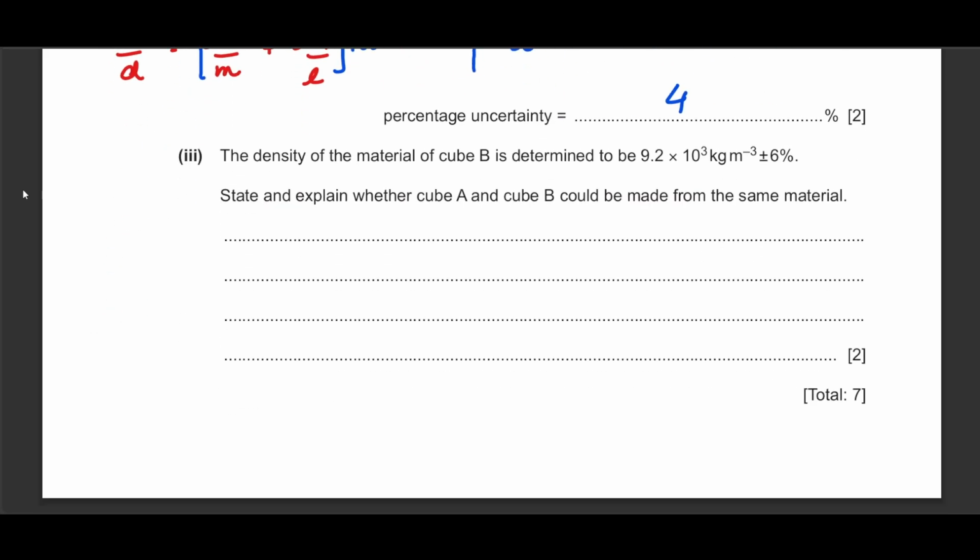The density of the material of cube B is determined to be 9.2 with an error of 6%. State and explain whether cube A and B could be from the same material. Now, if they have the same material, they're going to have the same density. That's what we are writing on.